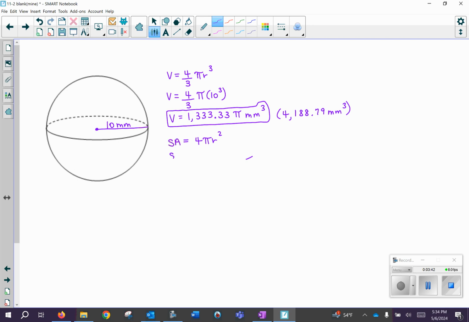4 pi r squared. So 4 pi times 10 squared. Exact should be pretty straightforward. 10 squared is 100 times 4 is 400. So 400 pi. I'm hoping you're noticing that the exact answer might be a little bit easier actually to get. And it's a little more accurate. So typically we like to go for that answer in terms of pi. But if you take what's sitting on your calculator times the pi key and round once and once only, if they ask you for a decimal, 1,256.64 millimeters squared.